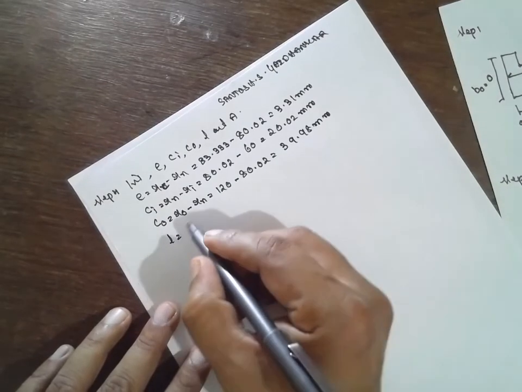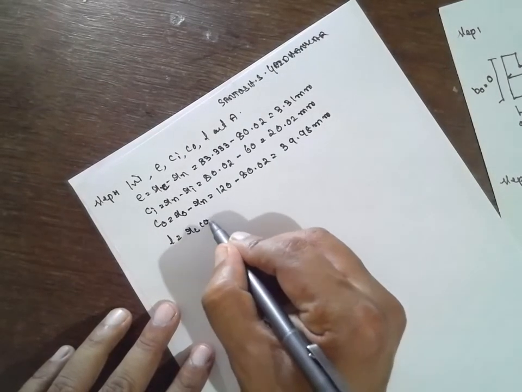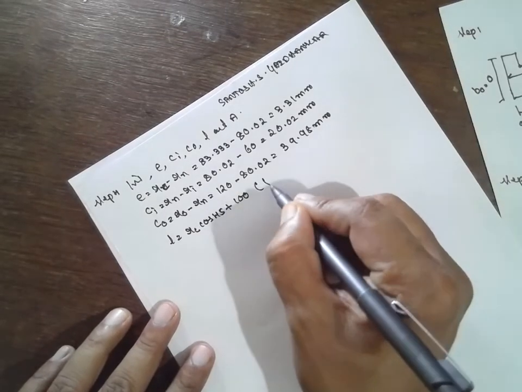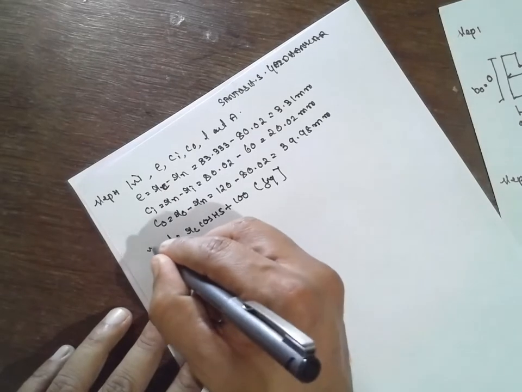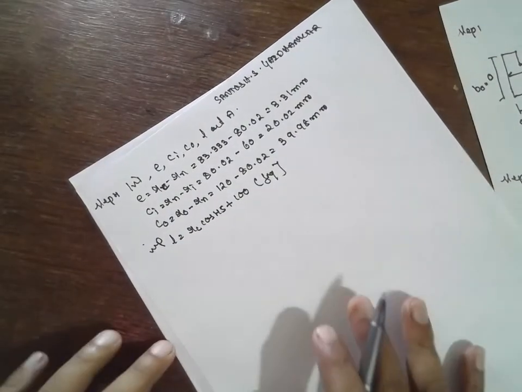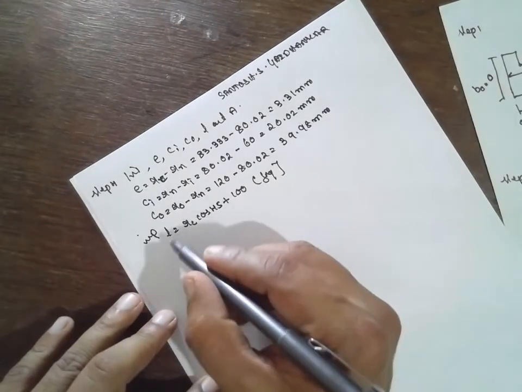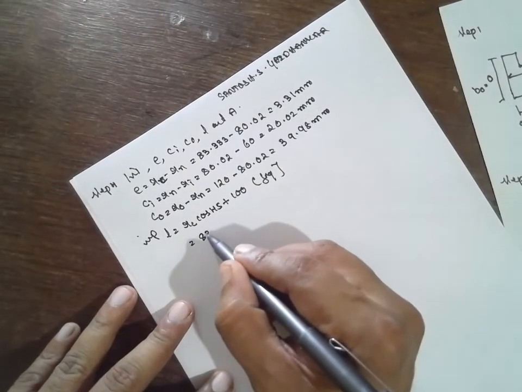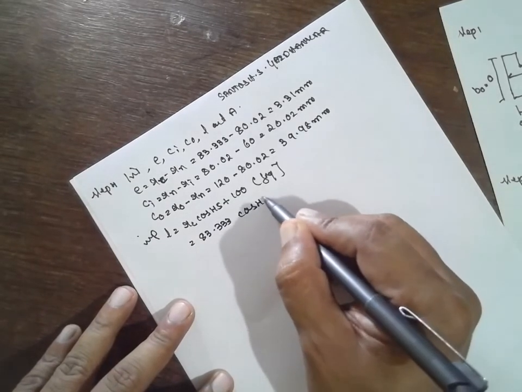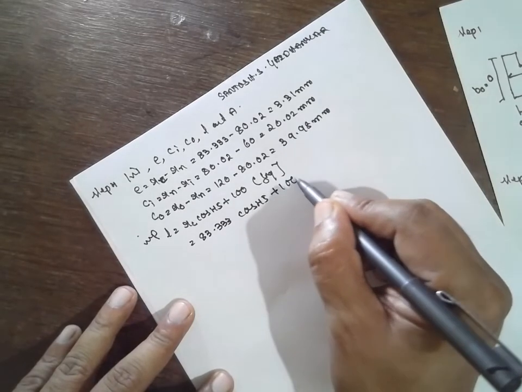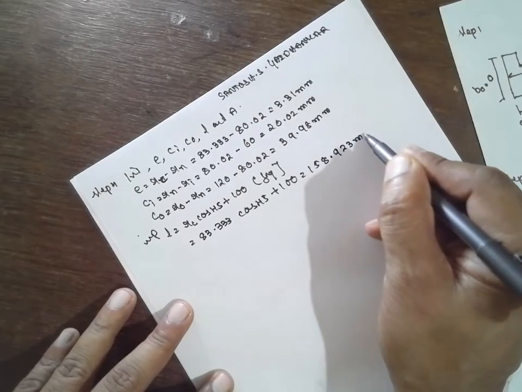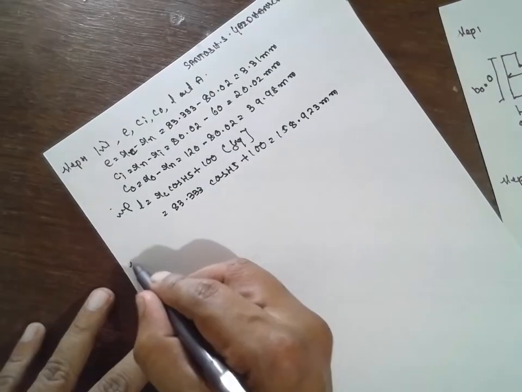Then, how to find out the L? L is equal to RC cos 45 plus 100. This is from the figure, everything is from the figure. This is the important one. When some angle is given, 45 is given, you have to take it in this way. Now the value is 83.333 cos 45 plus 100. The answer will be 158.923 mm.